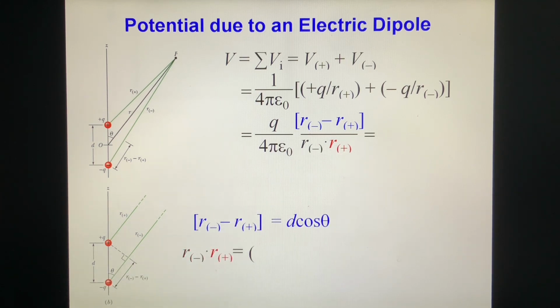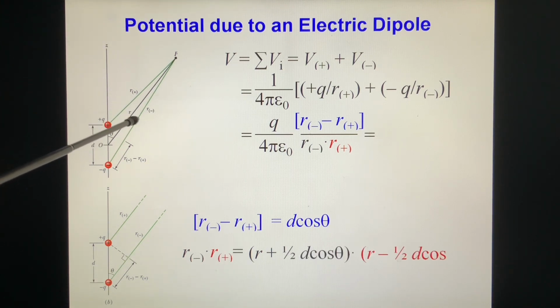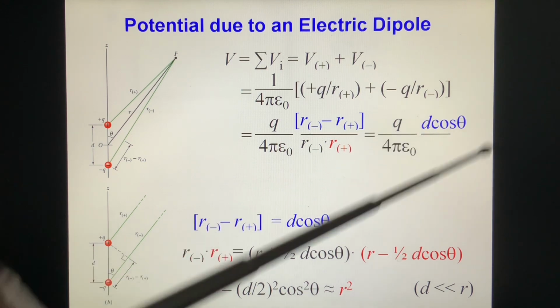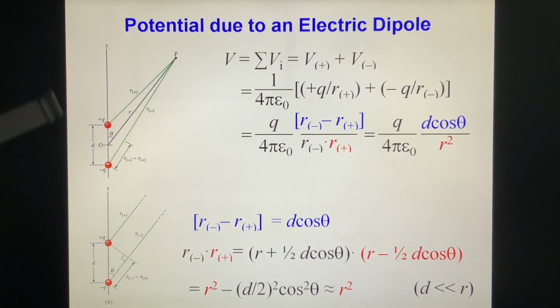They equal R squared. This is R squared. This is R plus half d cosine theta, and this is R minus half d cosine theta. We multiply them together and get R squared minus d squared cosine squared theta over 4, which is approximately equal to R squared. So we put this inside, and we get q, this is d cosine theta, this is R squared. R is the distance from this point to the center of the electric dipole.